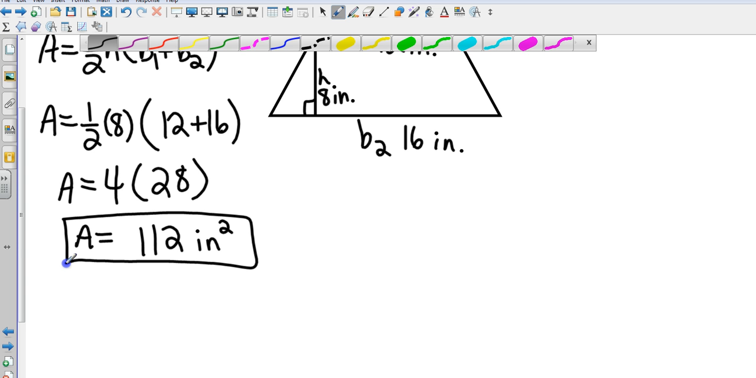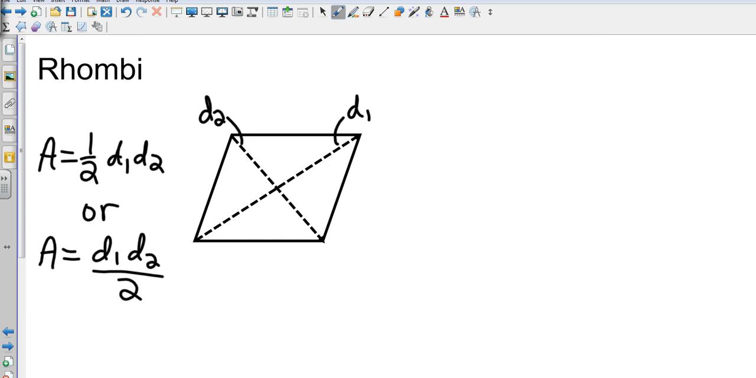Let's move on to rhombi, or two rhombuses, depending on how you would like to say that. All right, so let's look at a rhombus, and just to let you know that we're going to use the same formula for rhombi and kite, because if you turned a rhombus sideways, it would look like a kite. And so the area for a rhombus and a kite is going to be 1/2 of diagonal 1 times diagonal 2. Or you can take diagonal 1 times diagonal 2 and divide it by 2, however you would like to do that.